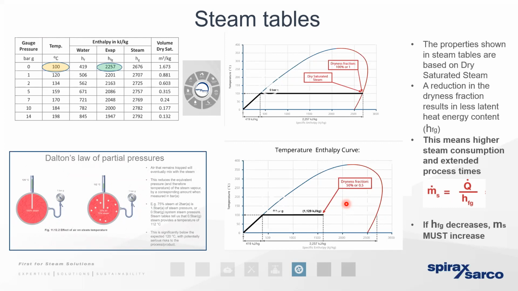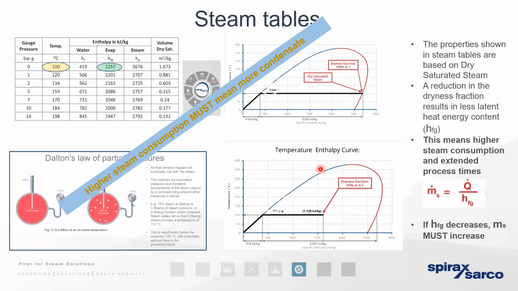That means that if we've got a dryness value of 50%, it's going to have 50% of the energy contained within it. So, of course, the process is likely to extend and extend and extend, or it could well be that the heat exchanger is calling for an increased mass of steam. And assuming that there's enough steam in the network to provide that shortfall, then we'll be condensing more and more steam. So we need to size the infrastructure behind the heat exchanger to accommodate that increased mass of condensate. And as the little blue banner mentions, a higher steam consumption means we need to remove a greater mass of condensate.